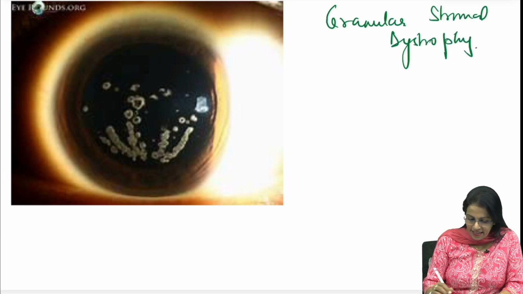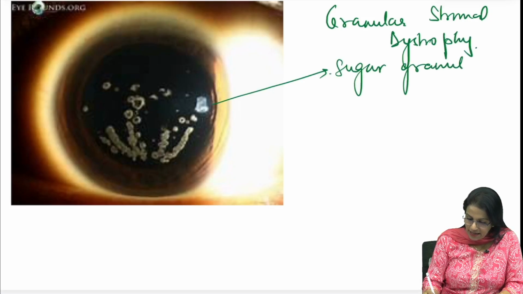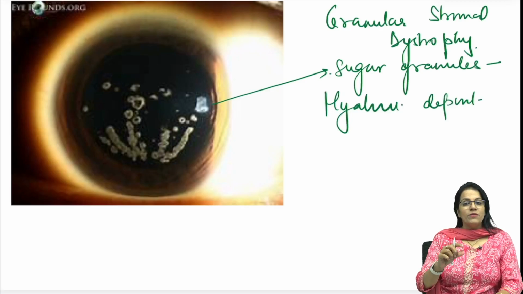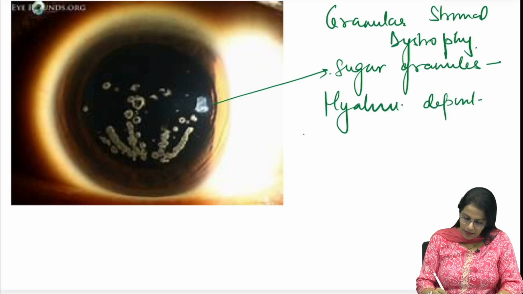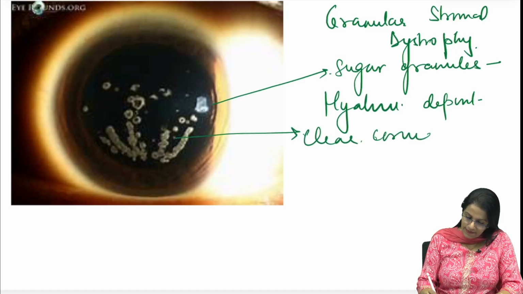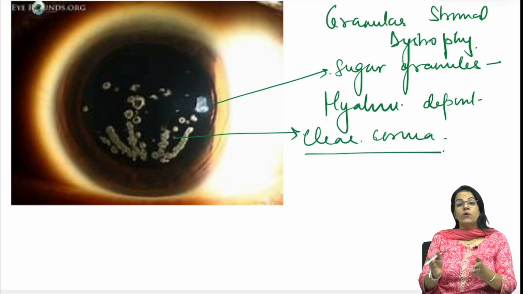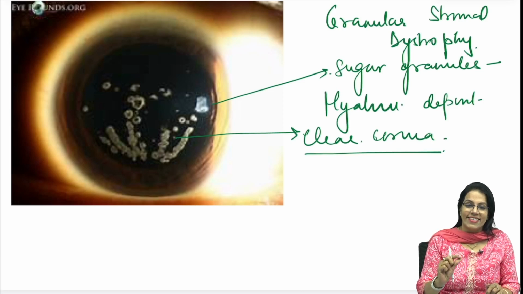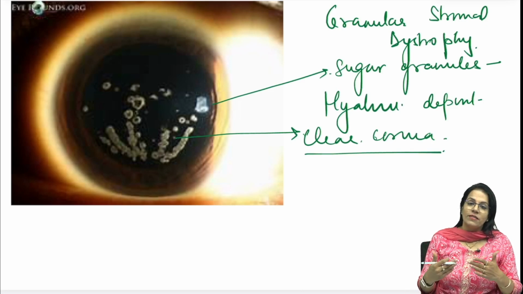As you can see here, number one important thing: the deposits look like sugar granules and they are mainly hyaline deposits. The area in between, that is the cornea, is clear. Between the lesions we have a clear cornea, as you can see here. This is how you differentiate from macular dystrophy, where between the two lesions the cornea is hazy.